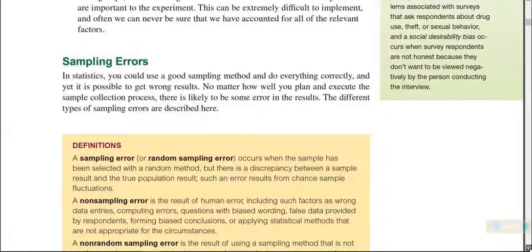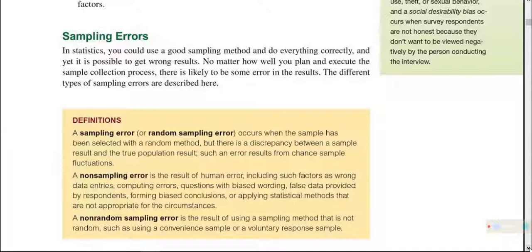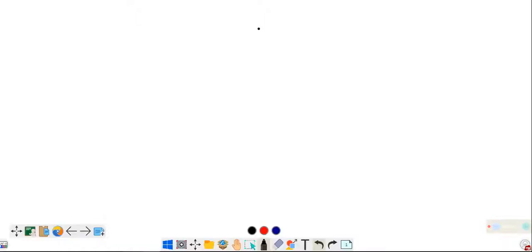For example, nagsampling ka, nagsampling method ka, but your representatives, yung mga respondents na nakuha mo as sample, naipon sila dun sa isang tail ng population. Kasi di ba sa isang population, kung natatandaan nyo pa before, our population can be normal or skewed to the left or to the right. So, halimbawa, nag-sampling ka.